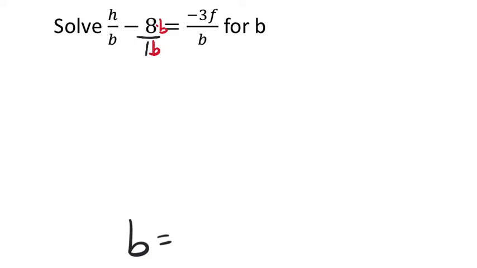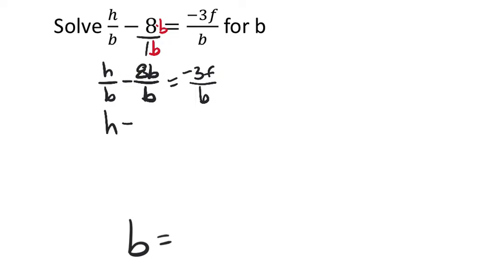So, I'll rewrite the full equation right now just so we can see what happened right there. H over B minus 8B over B equals -3F over B, right? But now that we have all common denominators, I can get rid of them. So I can now show this equation as just 8H minus 8B equals -3F.